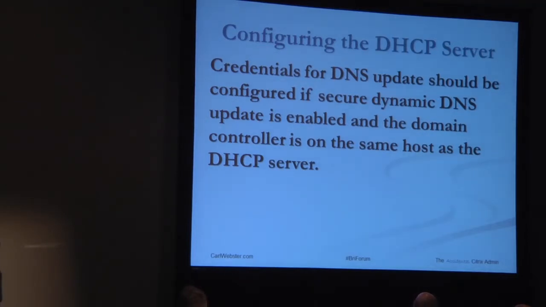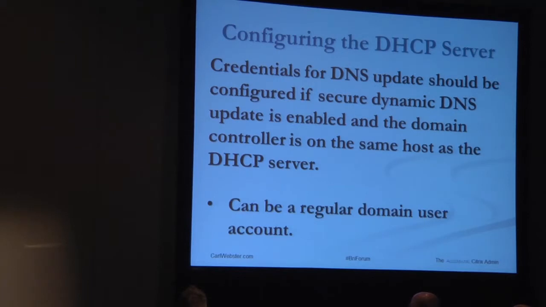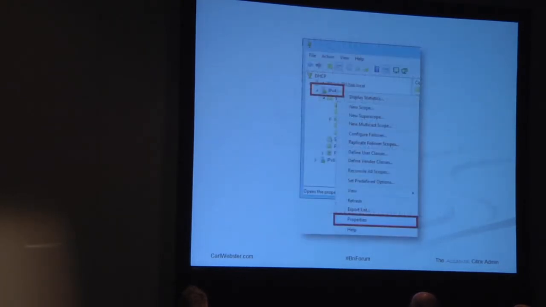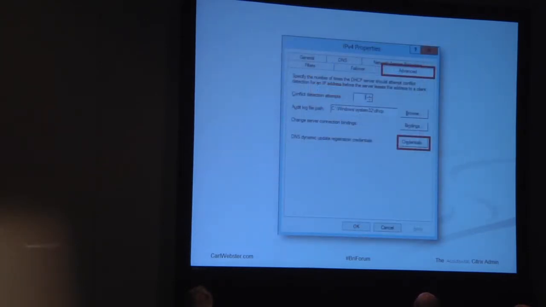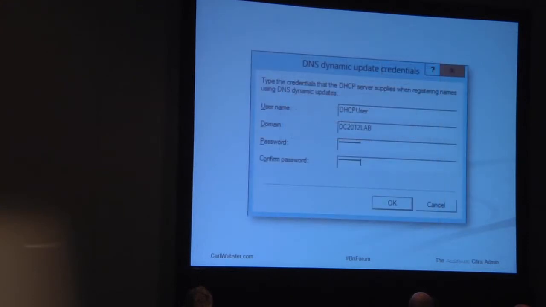configure credentials for our DHCP server. And this can be a regular domain user account. And what you're going to do, right-click one of your protocols, IPv4 or IPv6, or you can do this on a zone specifically. And then go to the Advanced tab, click the Credentials button, and then just enter your credentials there. And then that will now allow the DNS update proxy group to do secure dynamic DNS updates.